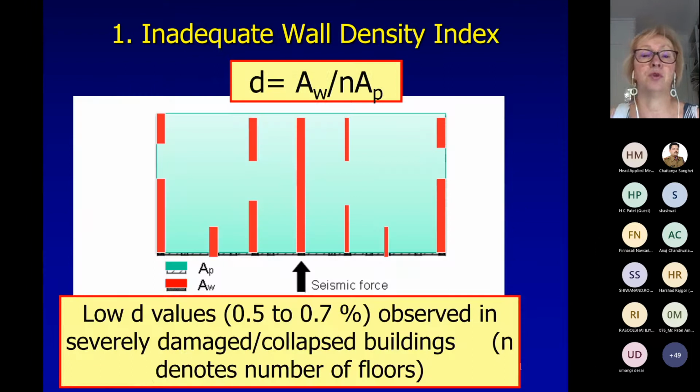So what was shown, and I mentioned that when we talked about wall density or the wall index simplified method and wall index calculations, is that low wall index values per floor of 0.5 to 0.7% were observed in severely damaged buildings. So that is what I meant by saying that.